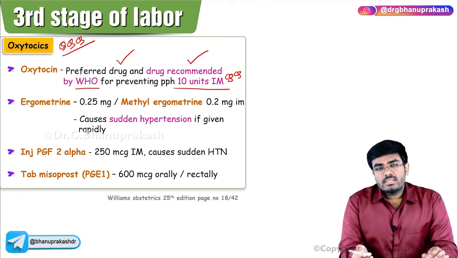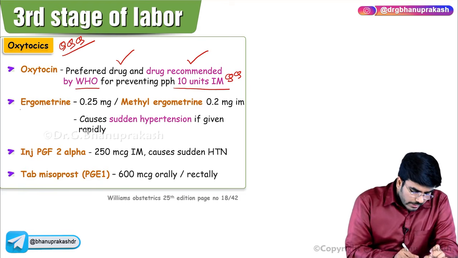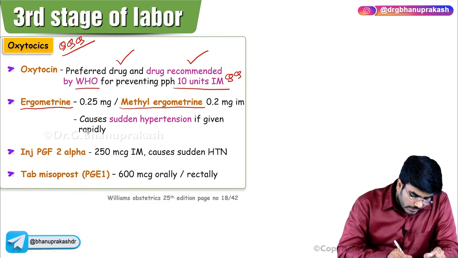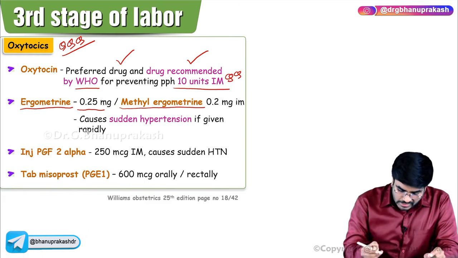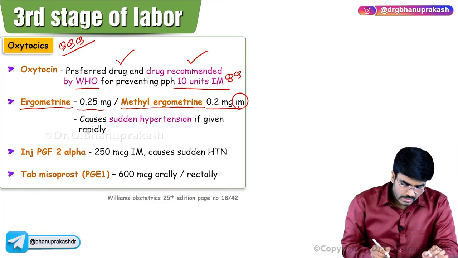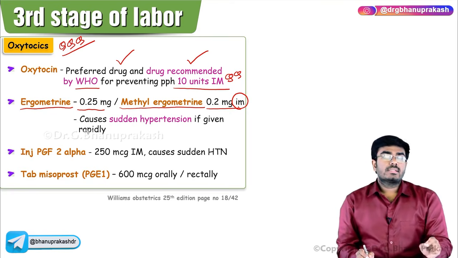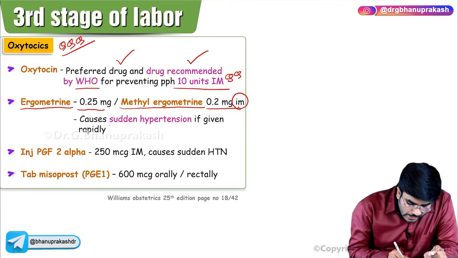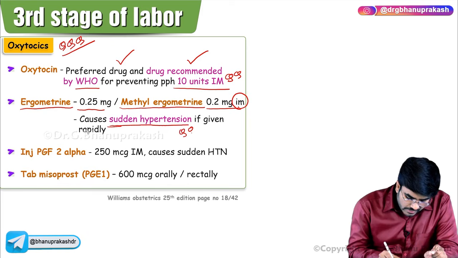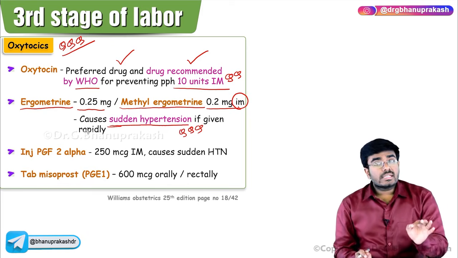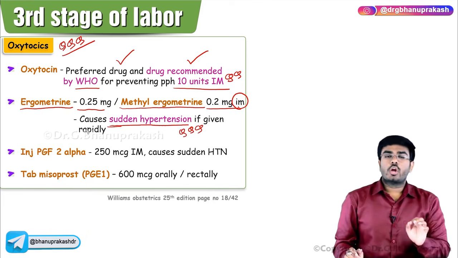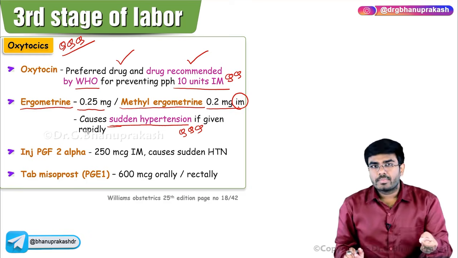See, other than oxytocin, some other drugs can be used, which include ergometrin or methyl ergometrin. The dose is very important. If it is ergometrin, 0.25 milligram, methyl ergometrin, it is 0.2 milligram IM, okay, which route? Via IM. See, the most important side effect of this ergometrin is sudden hypertension. Okay, so if you give rapidly, it causes sudden hypertension, very important MCQ. And there are also certain contraindications that in certain females, this methyl ergometrin, or this methergin, okay, other name, should not be given.